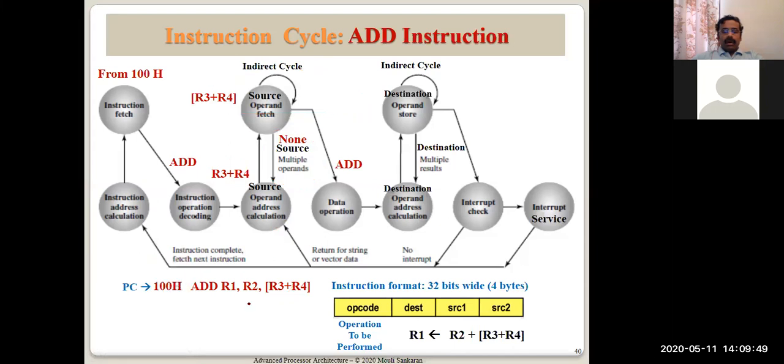So R2 is internally within the register, so it is available. Then you perform the addition, destination register is R1, and interrupt check is done. If there is no interrupt, it comes to the next instruction, so the PC is incremented by 4. That means this instruction takes 4 bytes of location.